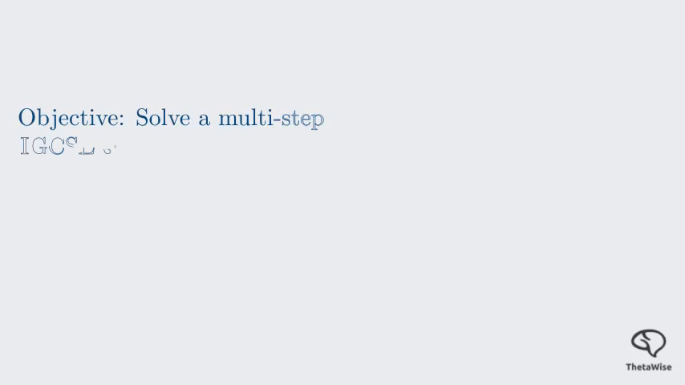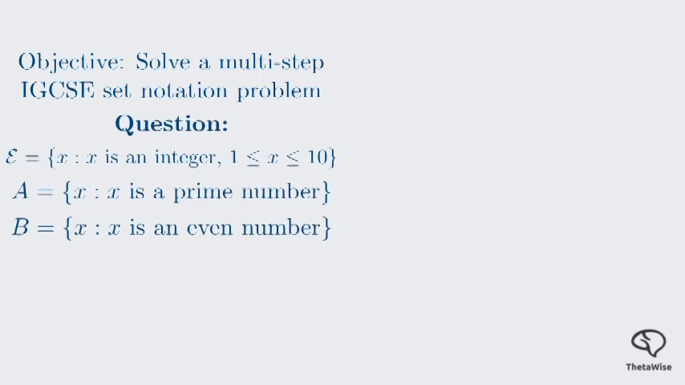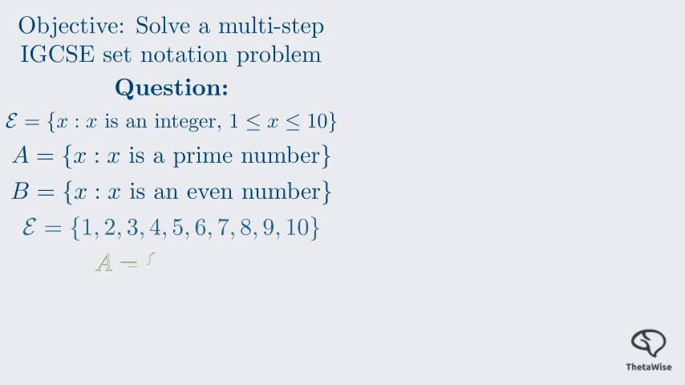To pull all these concepts together, let's look at a typical problem you might see on an IGCSE Extended Maths exam. First, let's list the elements of these sets so we can work with them easily. The universal set is just the integers from 1 to 10. Set A contains the prime numbers in that range, 2, 3, 5, and 7. Note that 1 is not a prime number.